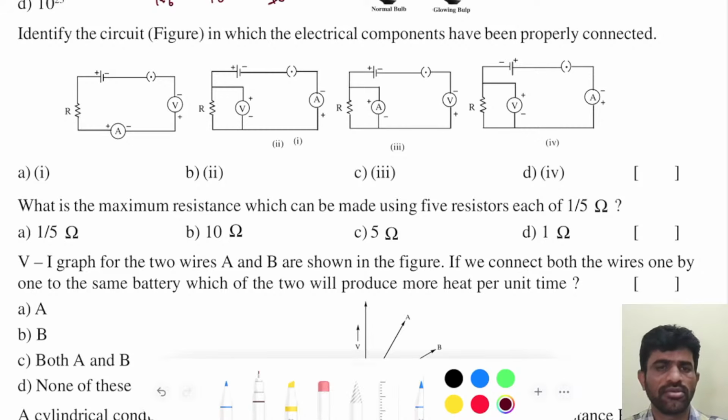In the first case, the voltmeter is connected in series, but a voltmeter should be connected in parallel. In the second case, the voltmeter is connected in parallel and the ammeter is connected in series. That is a proper connection. In the third case, the voltmeter is connected in series and the ammeter is connected in parallel. That is also wrong.